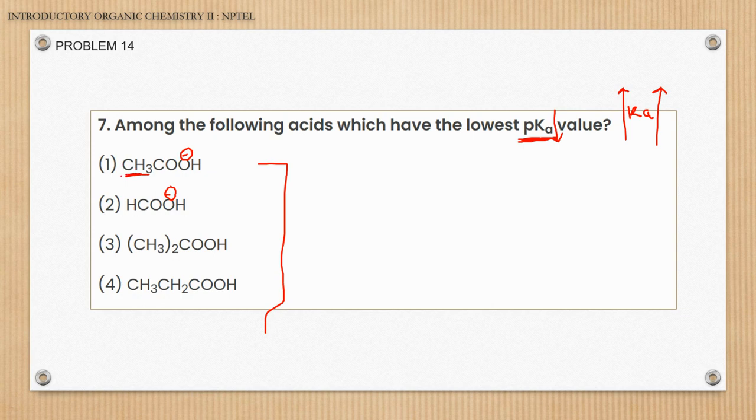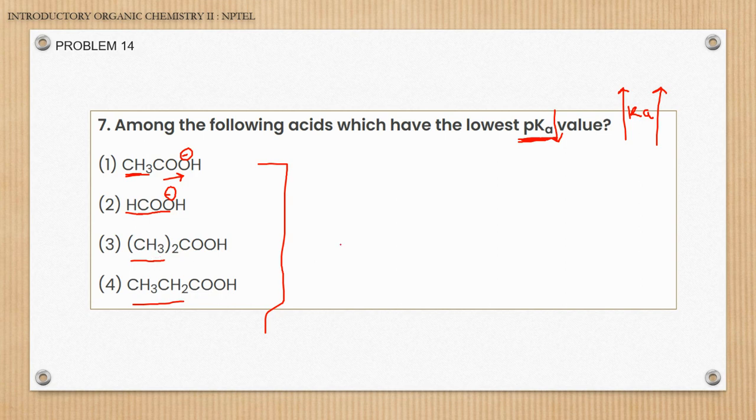Here you have the methyl group adjacent to it. It will give electrons towards this oxygen, because methyl is an electron-releasing group. So methyl will crowd electrons around the oxygen ion. But when you come to formic acid, you have only hydrogen here. That is why the electron density at this carboxylate is lower as compared to all the other three, because all three have alkyl groups attached: methyl, ethyl, isopropyl.